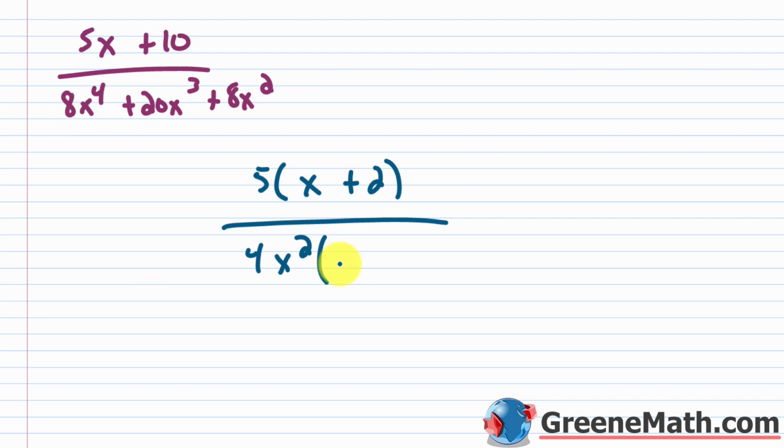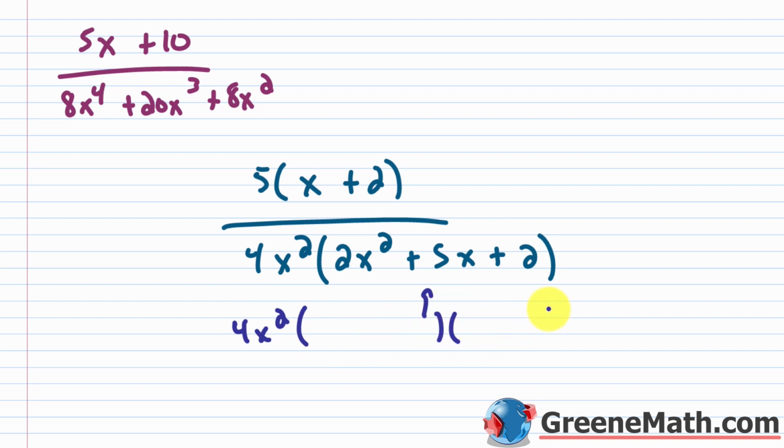So 8 divided by 4 is obviously 2. X to the fourth power over x squared is x squared. Then plus 20 over 4 is 5. X cubed over x squared is x. And then plus 8 over 4 is 2. X squared over x squared is 1. Now again, you always want to see if you can further factor this. Let me write 4x squared.